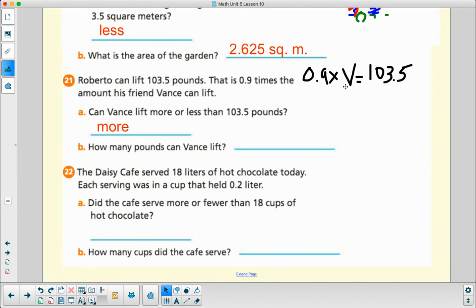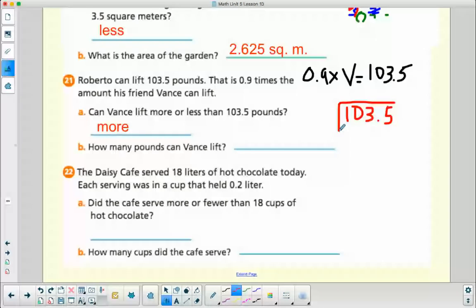Now, this is a situation equation. To solve it, I need to have a solution equation. Factor multiplied by factor equals product. The fact family takes the product and makes it my dividend. 103 and 5/10 divided by the factor 9/10 gives me the other factor.